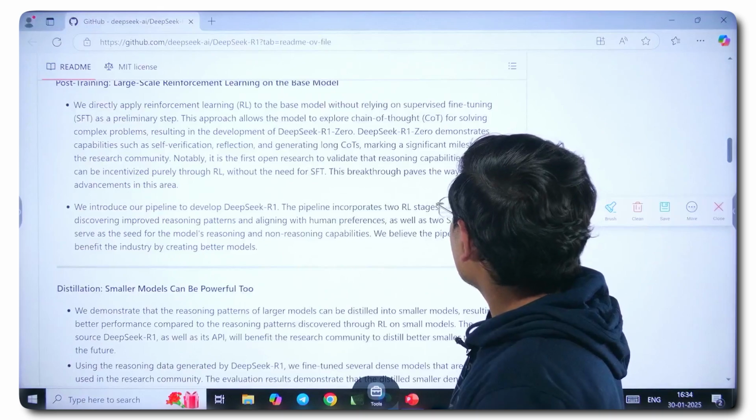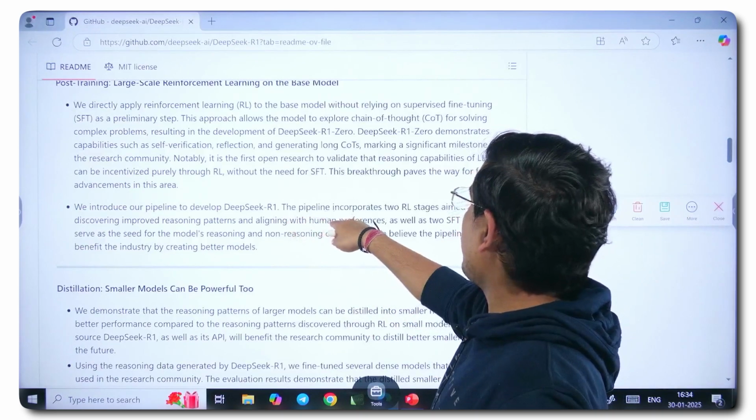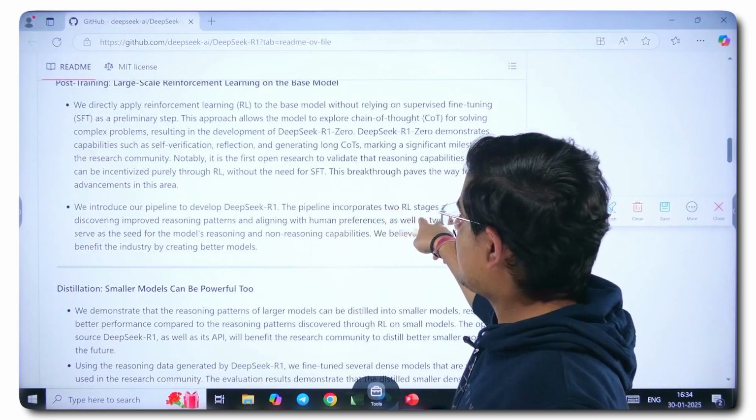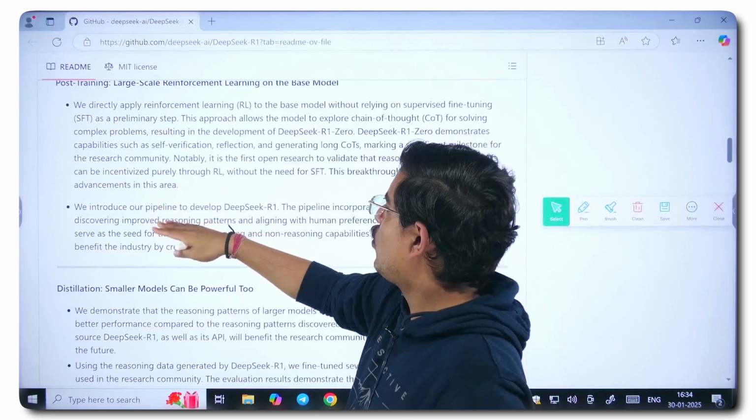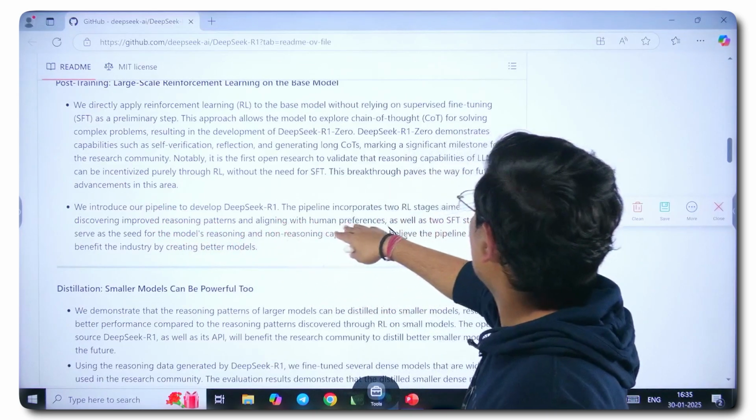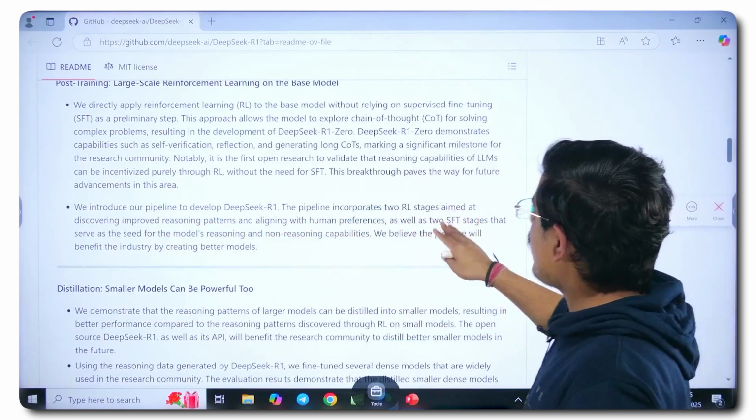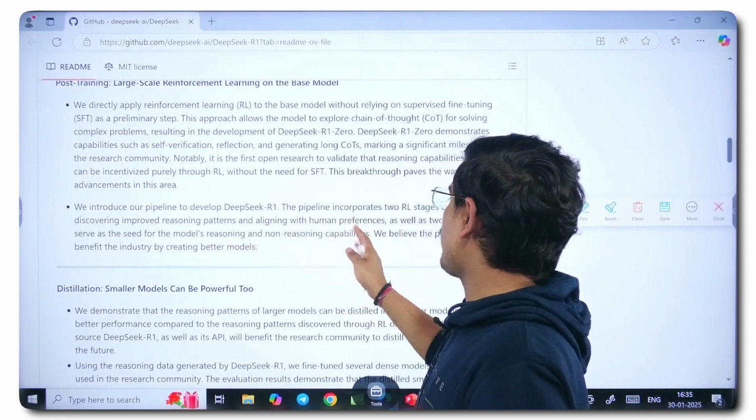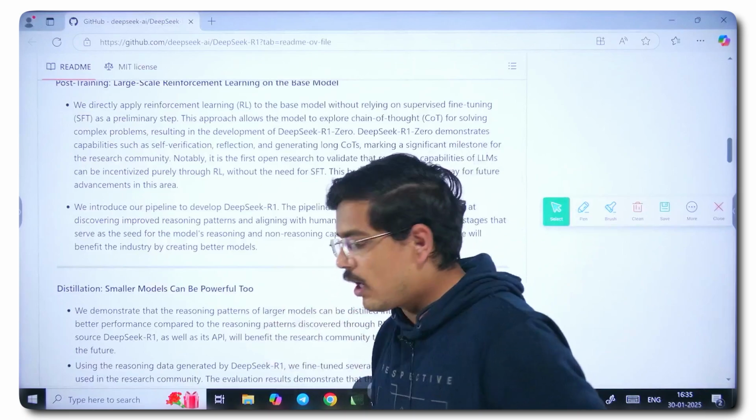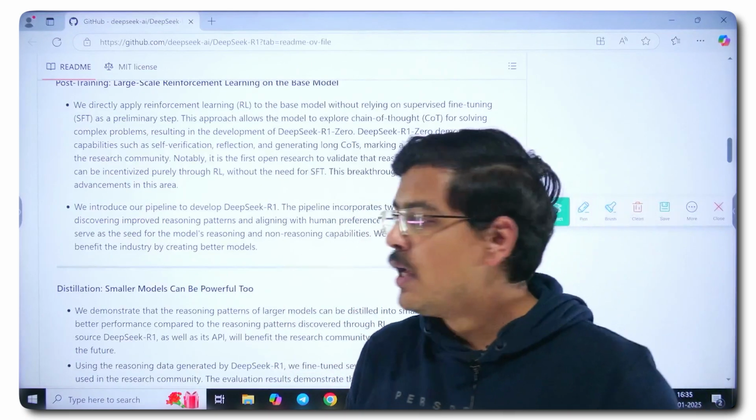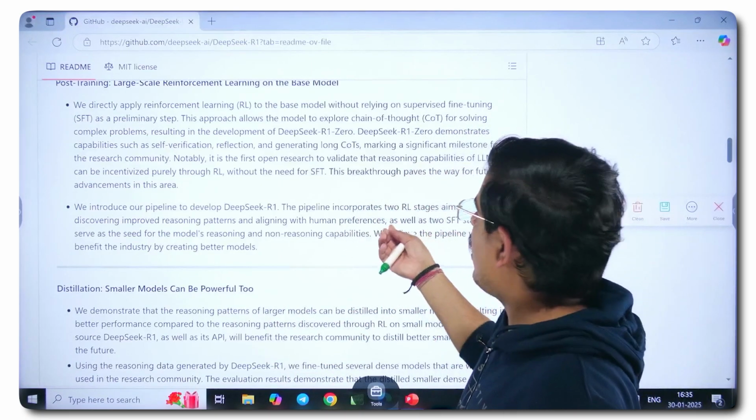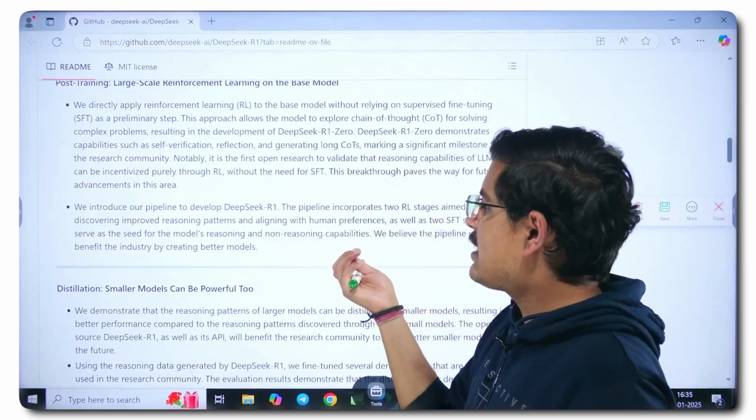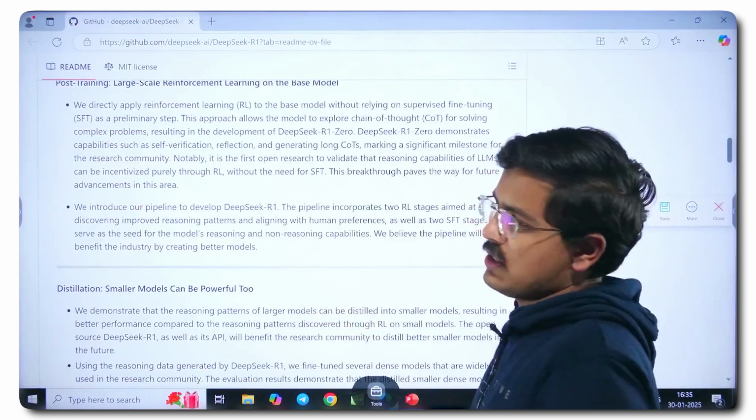And that is why they incorporated a pipeline with two RL stages aimed at discovering improved reasoning patterns and aligning with human preferences, as well as two SFT stages that serve as the seed for the model's reasoning and non-reasoning capabilities. Fine. So they are now building a new pipeline where the SFT stages will serve as the seed for the model's reasoning and non-reasoning capabilities.